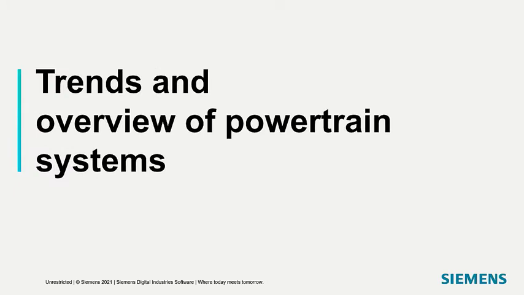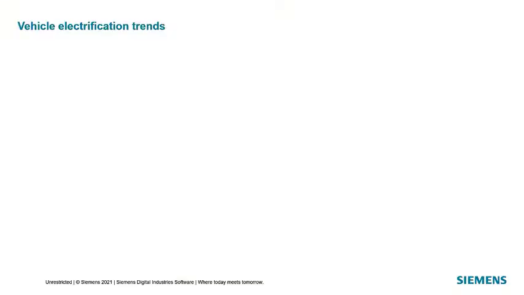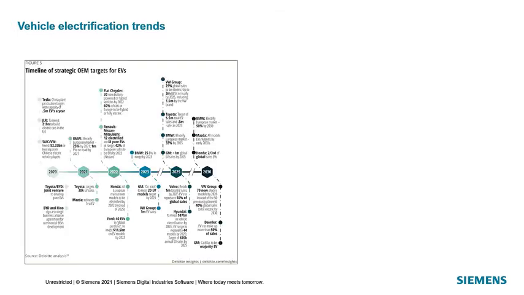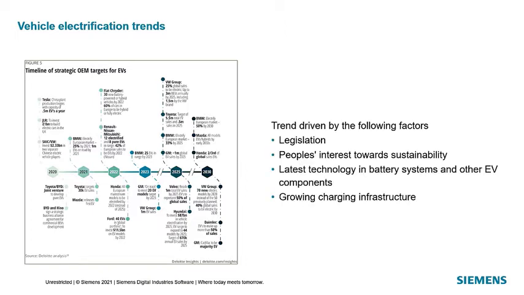Trends and overview of powertrain systems. At Siemens, we consider that vehicle electrification is a driving force in the ongoing revolution in the automotive industry. Electrification is one of the mega trends in the automotive industry, moving from a few models to several models. This trend is primarily driven by the following factors: legislation and people's interest in sustainability.